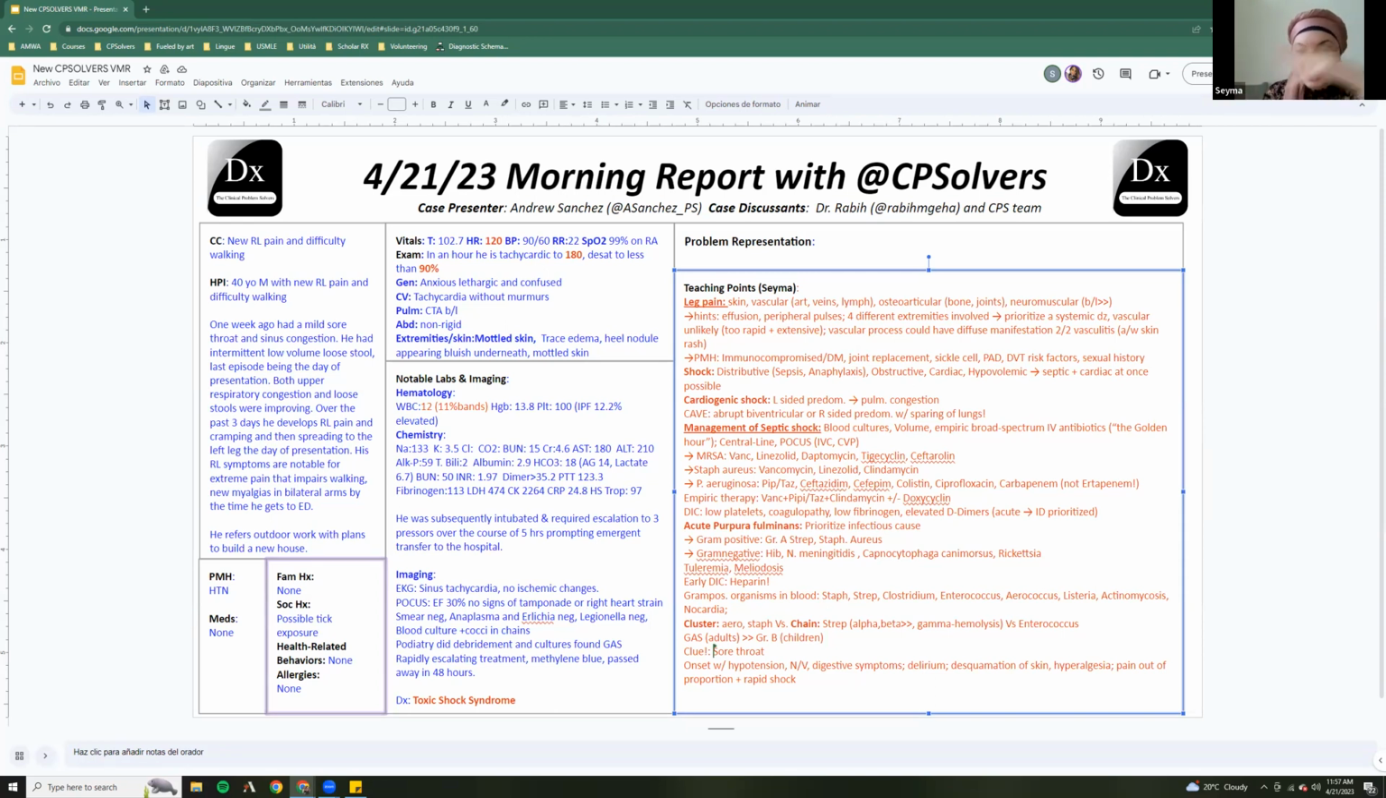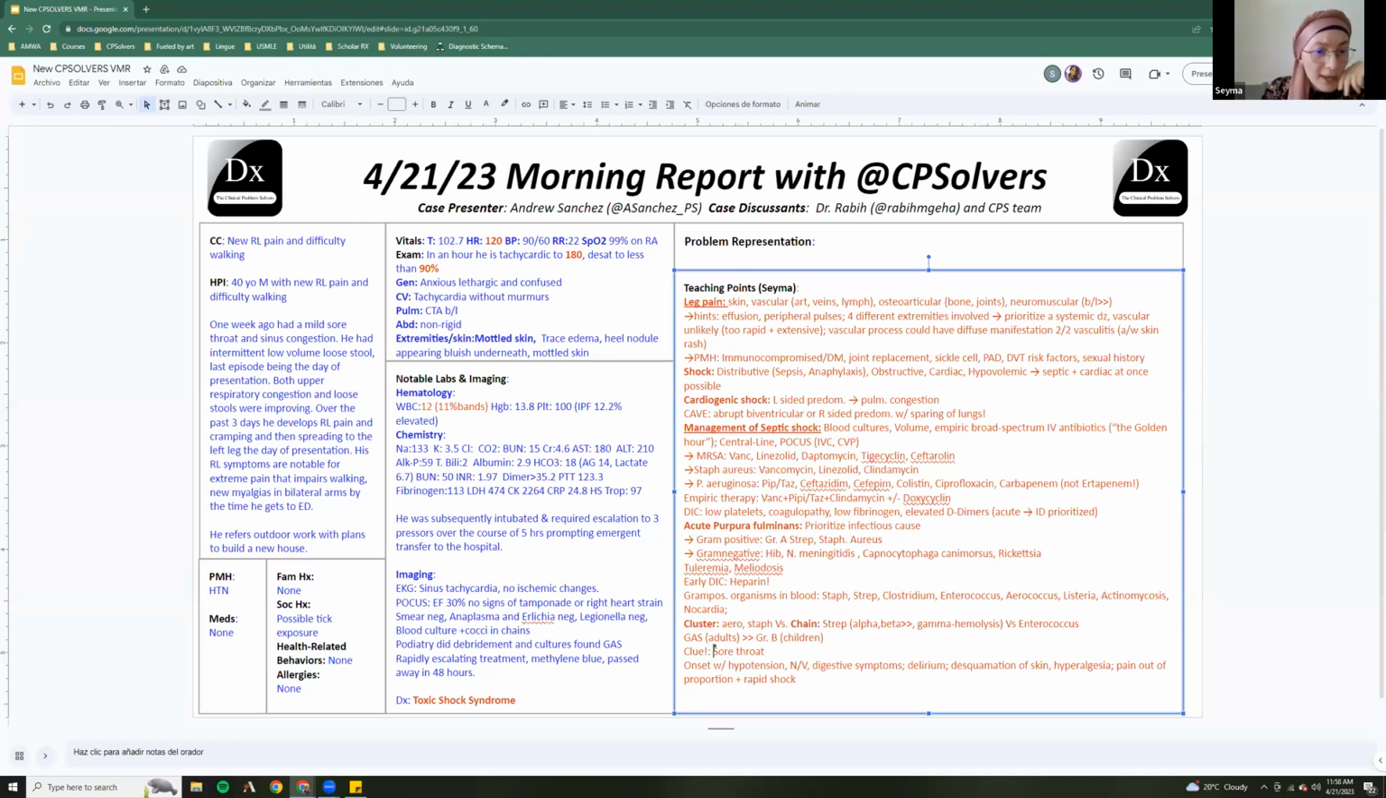And then the management of septic shock: usually we obtain blood cultures, you give volume, and empiric broad spectrum IV antibiotics. And we learned this golden hour for the antibiotic therapy. You would also place a central line and do POCUS to estimate the IVC. And for the coverage of the antibiotics, in this case, we would start with broad spectrum like pip/tazo to cover Pseudomonas, vancomycin for staph, and also clindamycin, especially for soft tissue involvement, and doxycycline if we have some atypical bacteria that are intracellular.